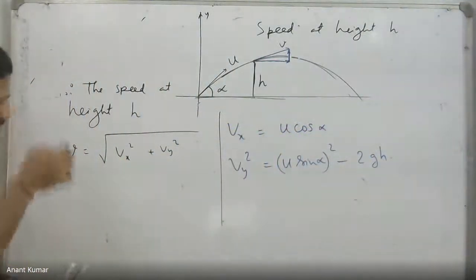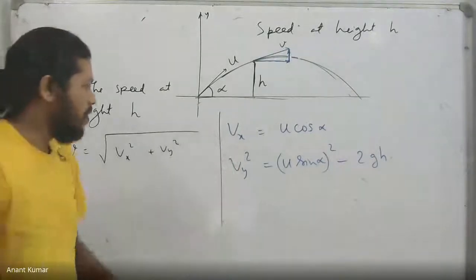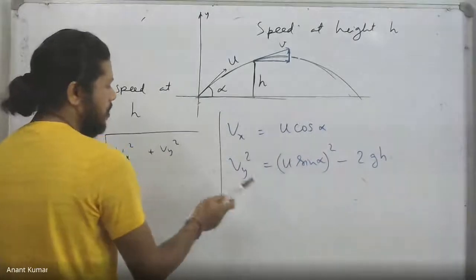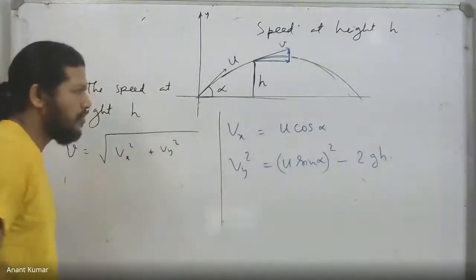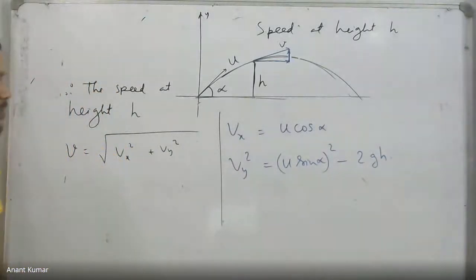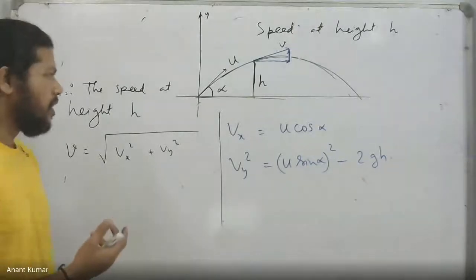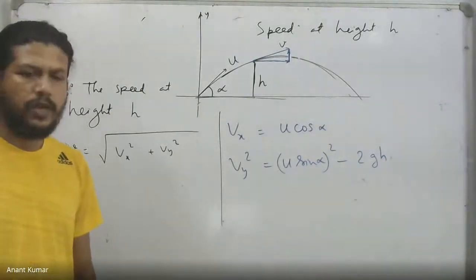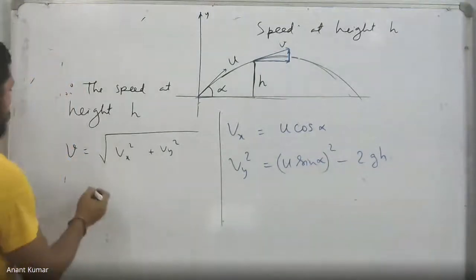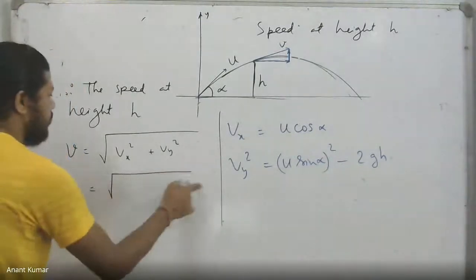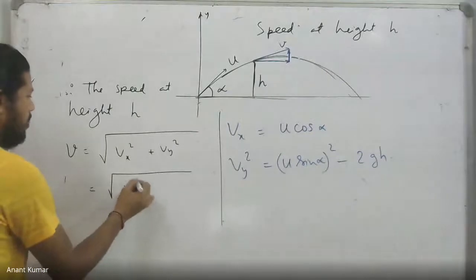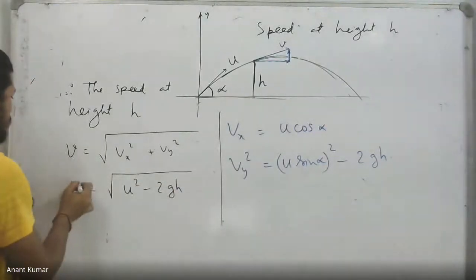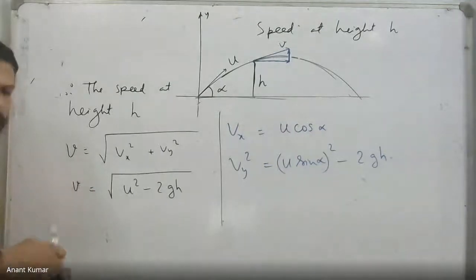So if I now plug in the values of Vx and Vy, Vx square becomes u square cos square alpha. Vy square is u square sin square alpha minus 2gh. If I add them up, I get u square cos square alpha plus u square sin square alpha, which is nothing but u square, minus 2gh. Therefore the speed is root over of u square minus 2gh. That is the speed at a certain height h.